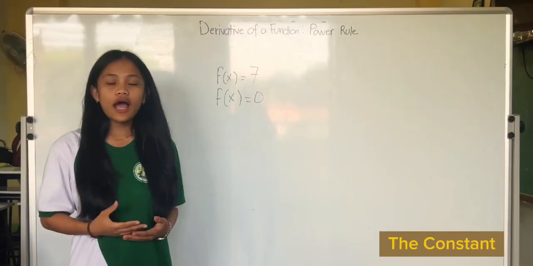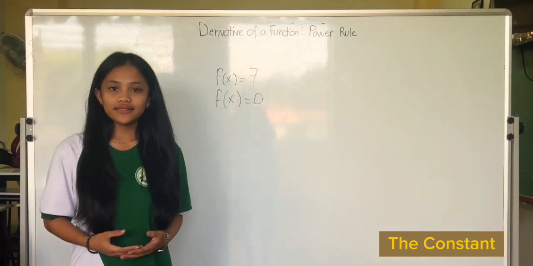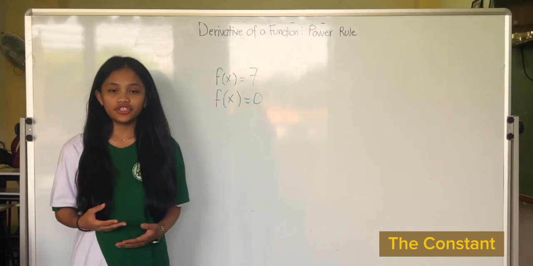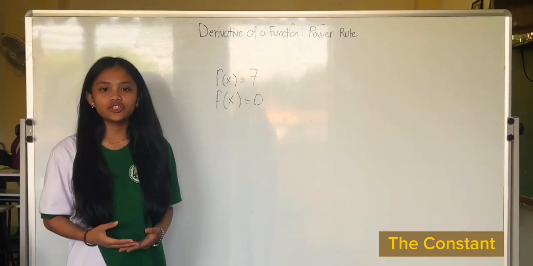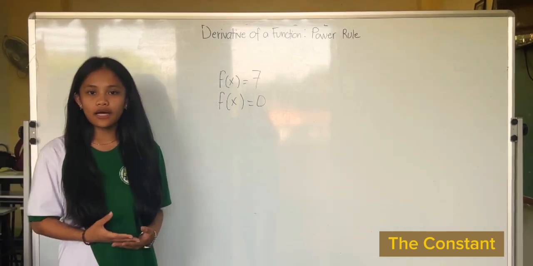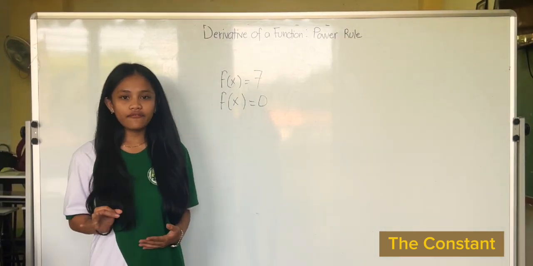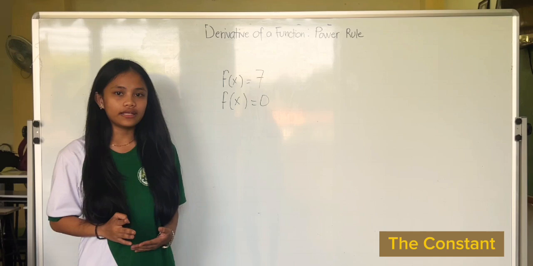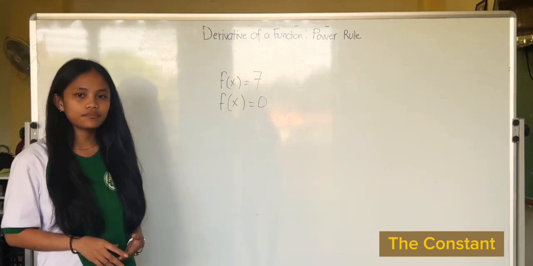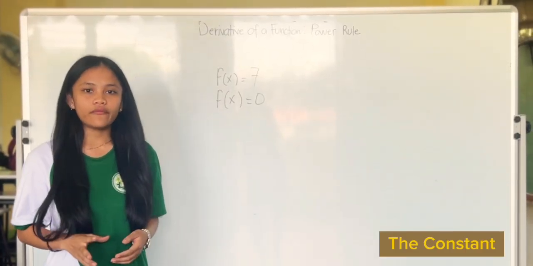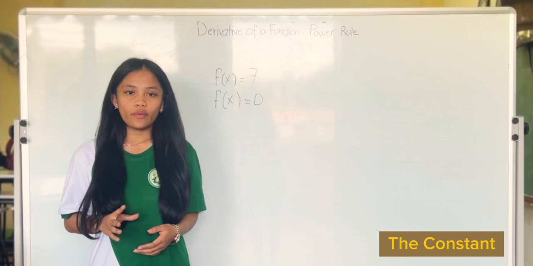Now, let's talk about constants. A constant is a number that does not change. It is not attached to a variable. For example, 3, 7, negative 5, and 10. They are all constants. When we take the derivative of a constant, the answer is always 0.